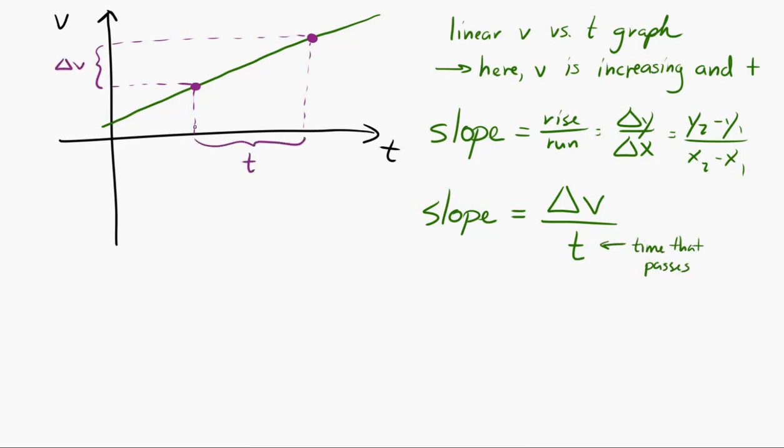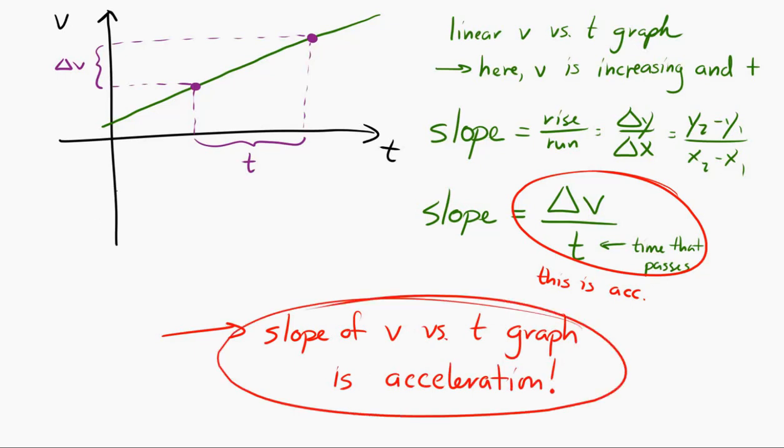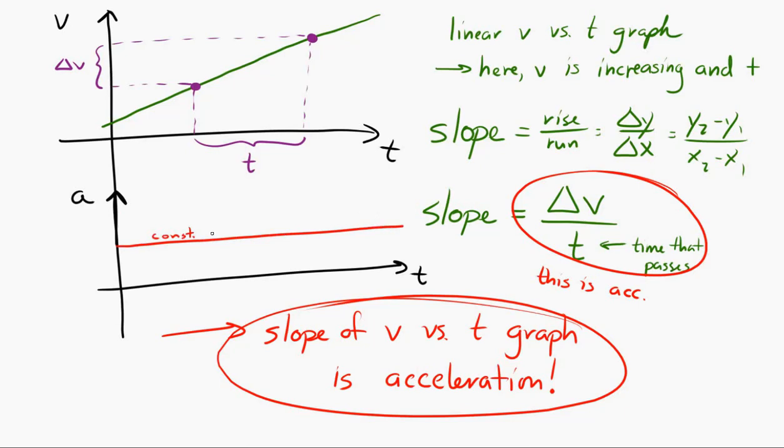Well, we've seen that before. That's the acceleration. The slope of a velocity versus time graph is the acceleration. So if I wanted to draw the corresponding acceleration versus time graph for this motion, the slope is always positive, and the slope is the same everywhere. The slope is constant. So if the acceleration is the slope of the graph, and the slope is constant and positive, then the acceleration would be constant and positive. So the acceleration versus time graph would be a horizontal line, and it would be positive.